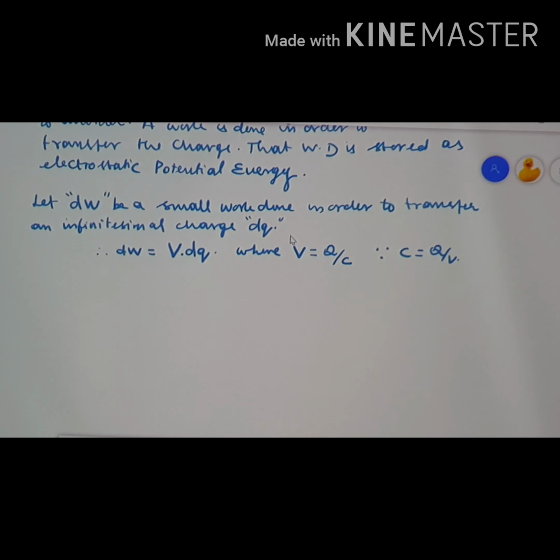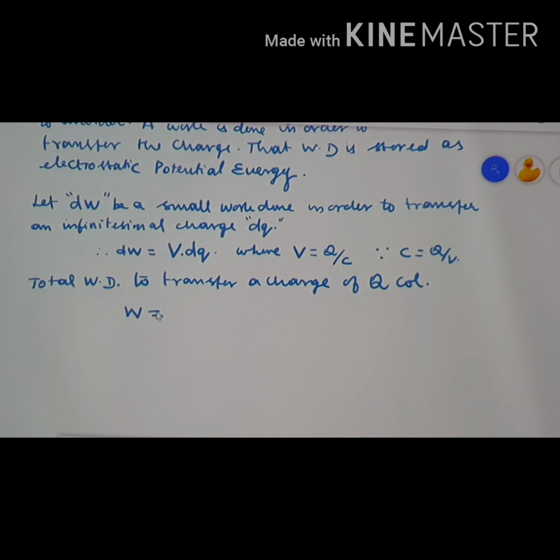Now, what is the total work done that is available? This is a small work done. We have to calculate the total work done, that is the total work done to transfer the total amount of charge. I have considered the total charge as Q. So, to transfer a charge of Q coulombs, what is the total work done? The total work done is represented as W.